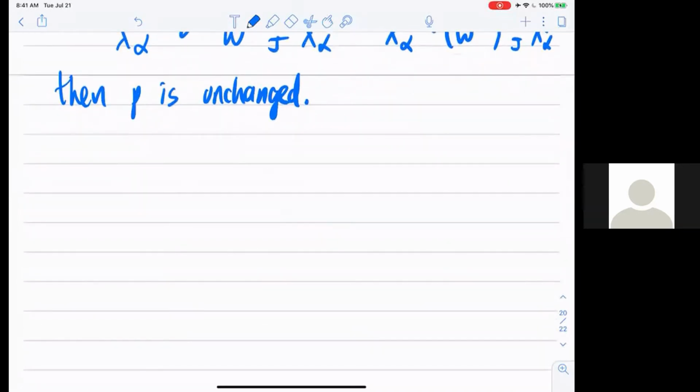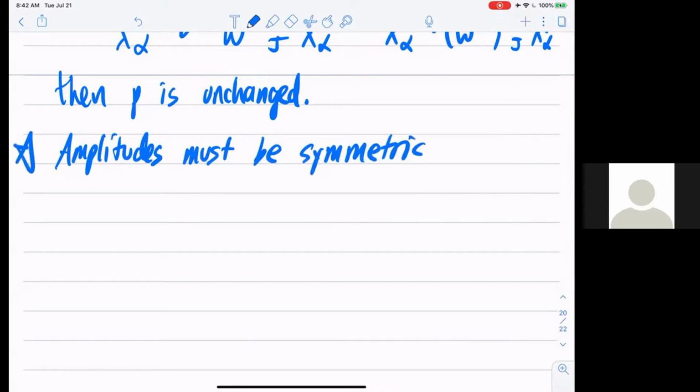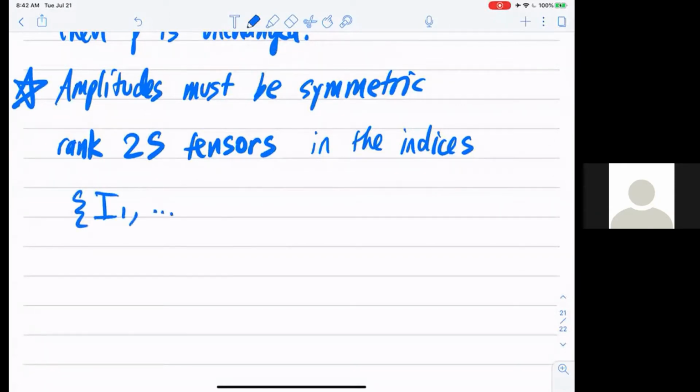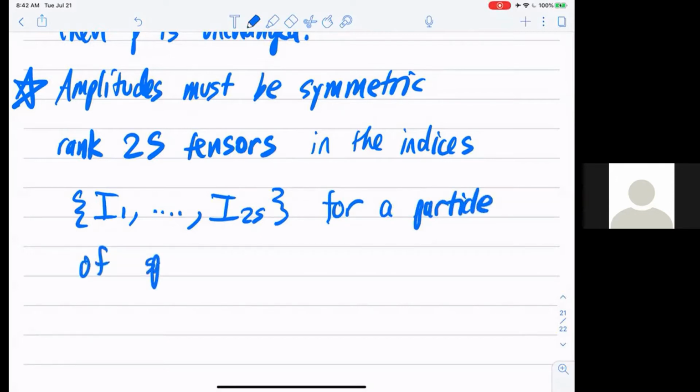Okay, so then the way to implement the Lorentz symmetry is to say that amplitudes must be symmetric. This is really the key point. Symmetric rank 2S tensors in the indices for a particle of spin S. So I should say massive particle.